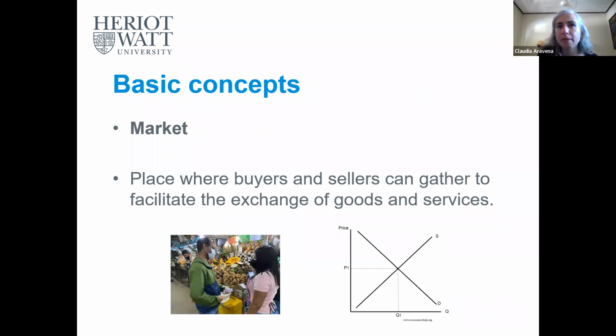So, what is the market? As economists, you may all know that a market is the place where buyers and sellers can gather to facilitate the exchange of goods and services. That's the typical concept we have of markets, where we have the supply and the demand, as we see in this graph, that gives us the price and quantity of a good. Two key elements in this market: first of all, the price, at the point where demand and supply clear.